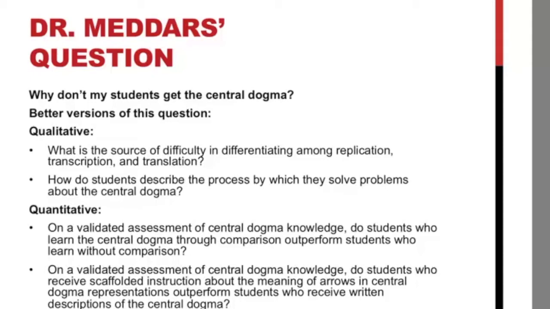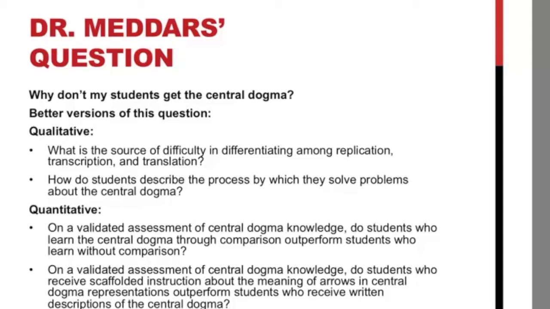So really, when we think about the case of Dr. Metters and her frustration with student learning of this concept of the central dogma, really what she is frustrated about is, why don't my students get it? No matter how I explain it, they don't get it. No matter what I do in class, they don't get it. And why is that? Well, that's a definite frustration, but not really a research question.